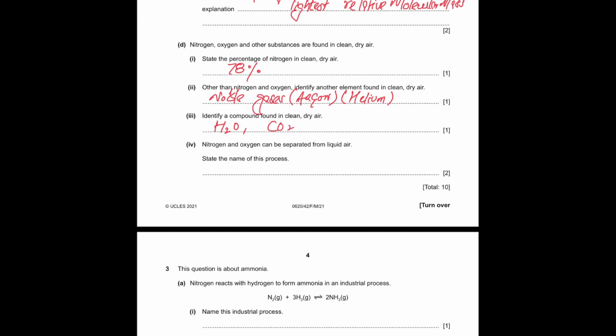Part 4 is, nitrogen and oxygen can be separated from liquid air. State the name of this process. The name of this process is fractional distillation. Fractional distillation means that due to the difference in boiling points, we can separate these gases.